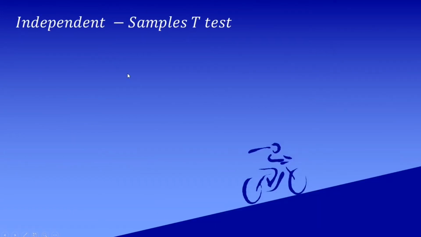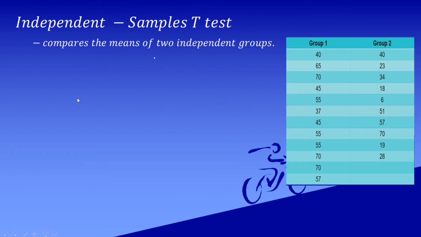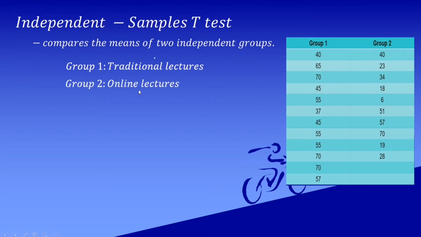To analyze the results, gamit nating independent samples test. It compares the means of two independent groups. So our group 1 is traditional lectures and group 2 is online lectures, and they are not related to each other.